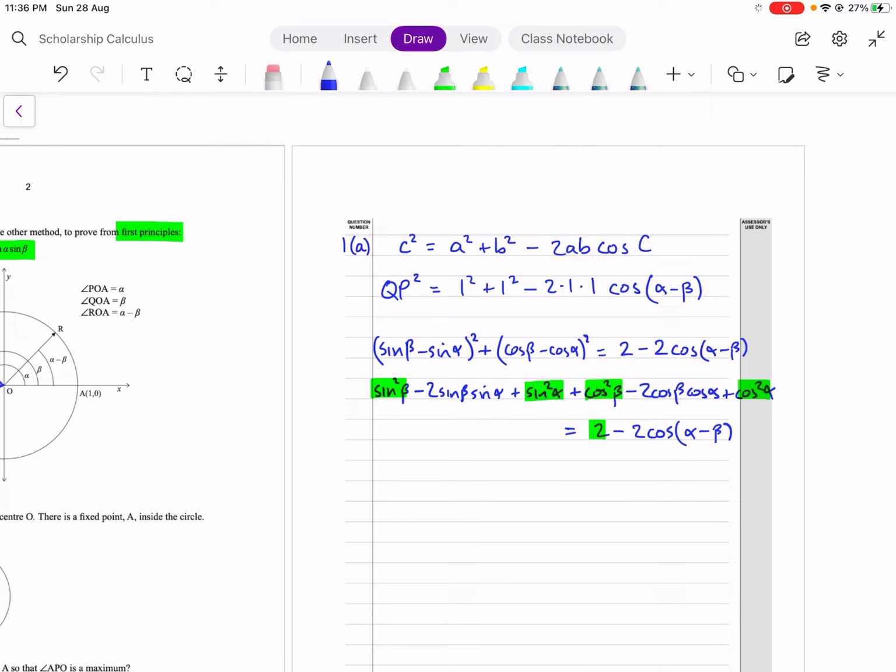And then I can divide everything through by minus 2. And then you've got your proof. When you prove something, put a box at the end of it. I like to put a box with a smiley face.